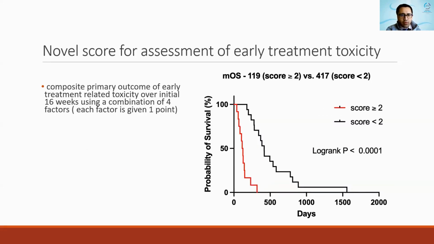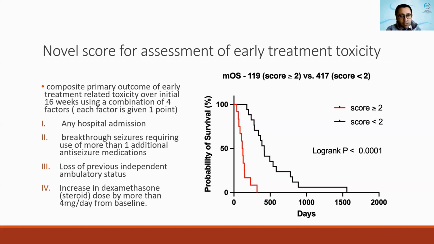So continuing on to the score that we designed for this: it is a composite primary outcome of early treatment toxicity over the initial 16 weeks. This is not a validated score. This is a score we designed, and our study is going to validate this score and how it reflects toxicity, but also how it reflects overall survival. So these are the 4 factors we specifically looked at.